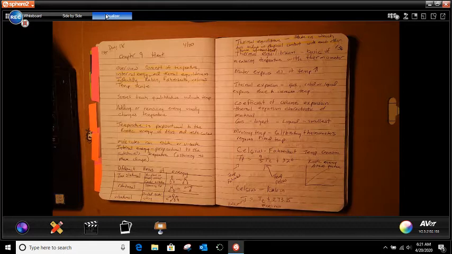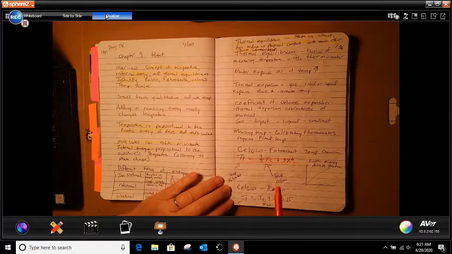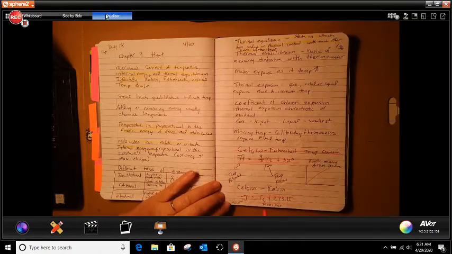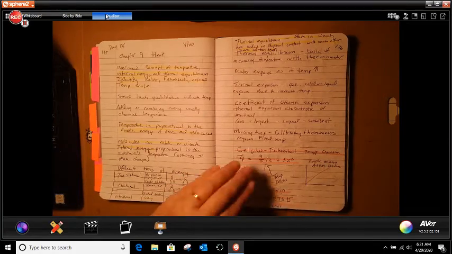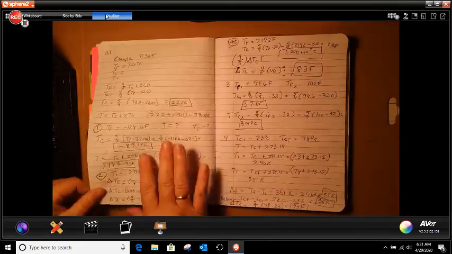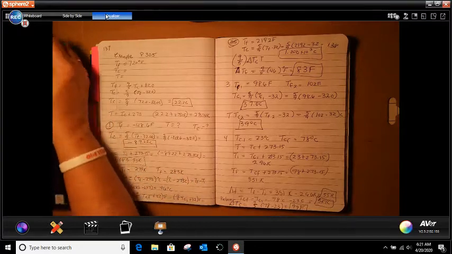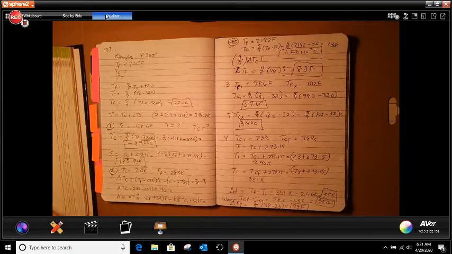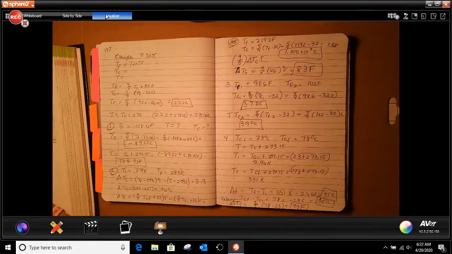And then you have these two formulas here. These two formulas are the ones that you're going to be using to convert Celsius to Fahrenheit or Celsius to Kelvin or vice versa. First of all, on page number 305, it gives us an example. The example on 305 asks: what is the equivalent Celsius and Kelvin temperature of 72 degrees Fahrenheit?